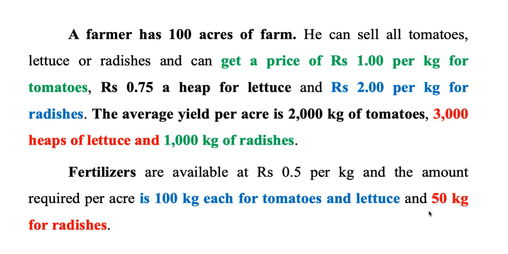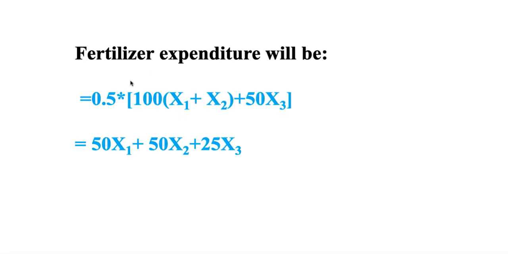And then for radish, how much is required? 50 kg is required for radish, right? So 50 kg into 0.5 into x3, this would be the total expenditure of fertilizer on radish, right? Now see here, this is the fertilizer expenditure. This is x1 and x2, the land which is under cultivation for tomatoes and lettuce, and 100 kg is available per acre. So we are going to multiply it by 0.5, this whole figure, right?